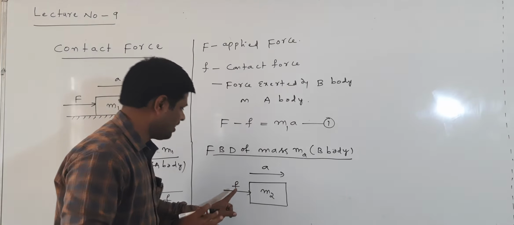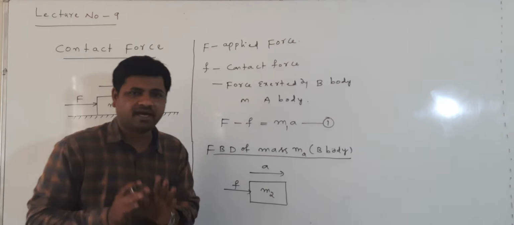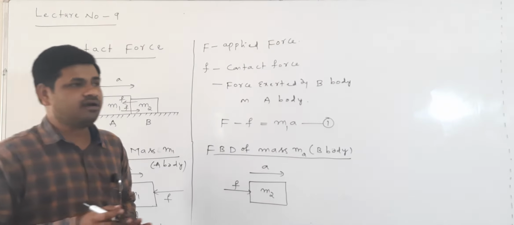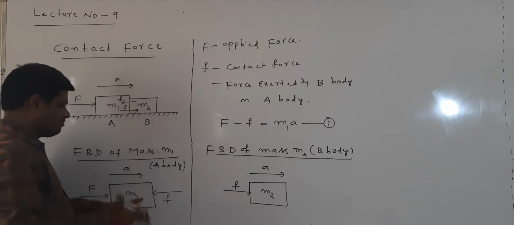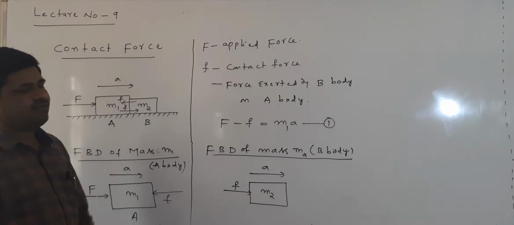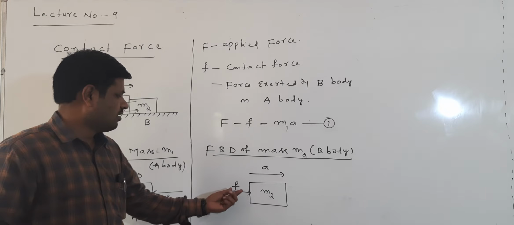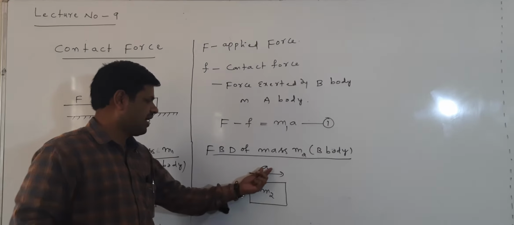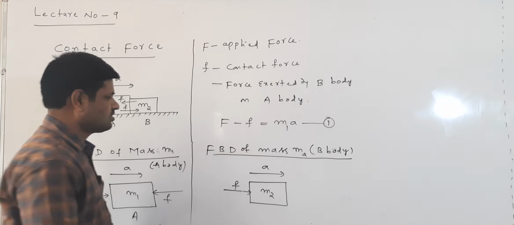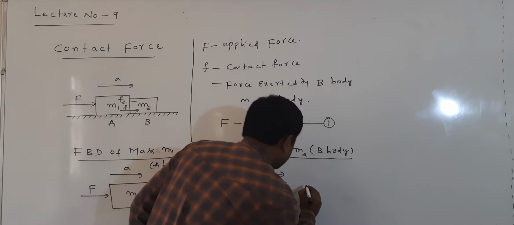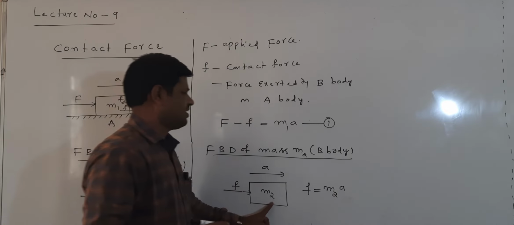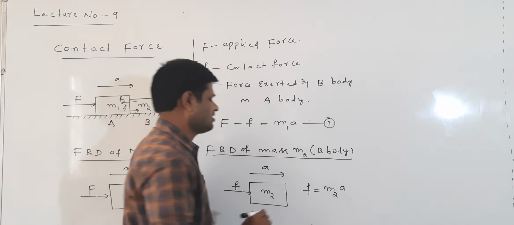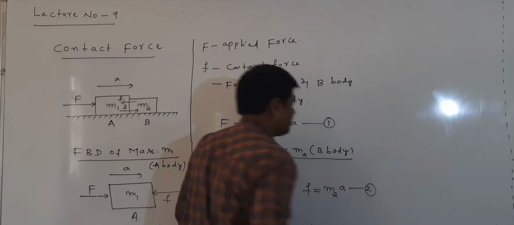That's the reason on the M2 only which force is acting? The contact force is acting. On the M1 the applied force is acting, and the other one, opposite, is the contact force. So now we are writing: only one force is acting, and the acceleration is in this direction. Net force means only one force is there. That's the reason the net force can be written as F is equal to mass into acceleration. Mass is M2, acceleration is A. This is given as equation number 2.